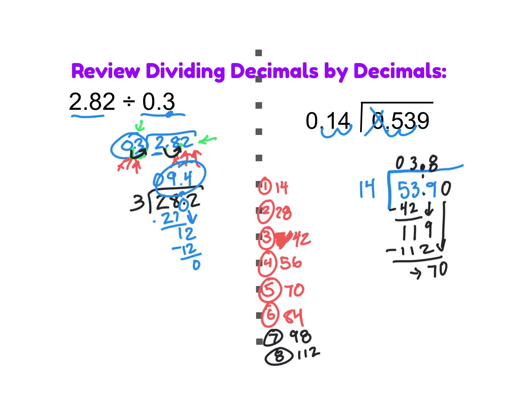Remember, if there's a decimal point here, I can add as many zeros as I need. I don't want to use them unless I need them. Okay, so 14 goes into 70. Look at that, exactly 5 times. 5 times 14 is 70, and I am finished.